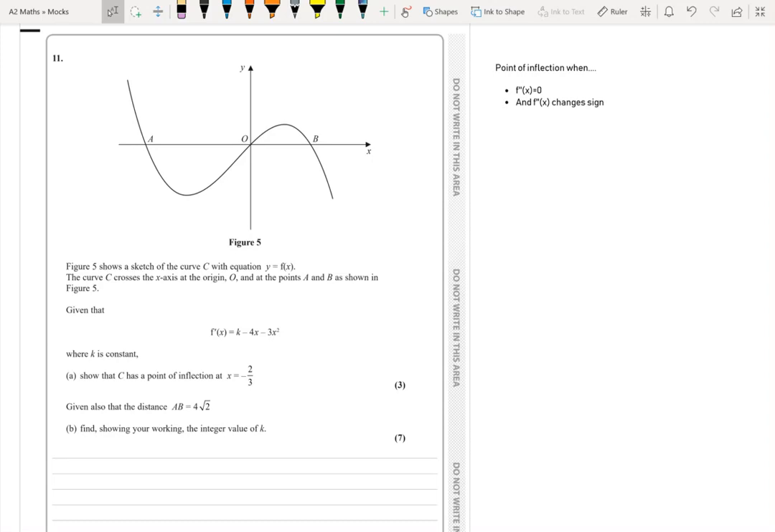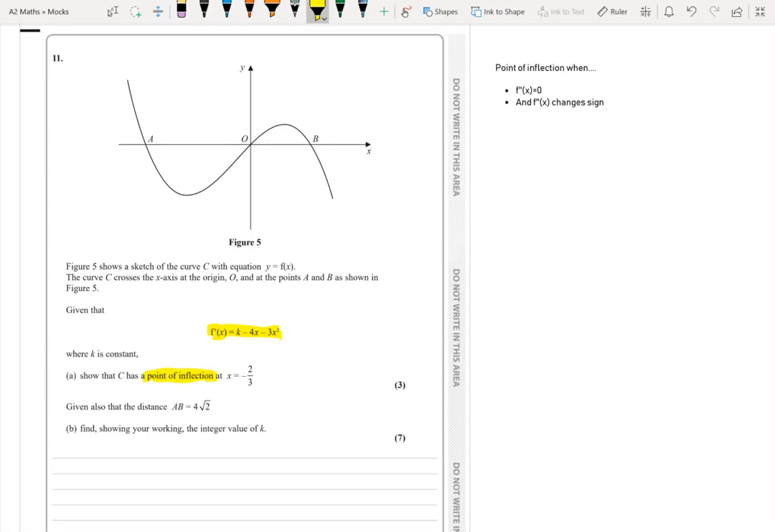Crosses through the origin, that's been represented in the sketch, and it crosses the x-axis at the points A and B. Given that f dash of x, so that's something to watch out for, we're being told f dash, the gradient function, which you could also call dy dx, is k minus 4x minus 3x squared. K is a constant. Okay. Show that C has a point of inflection at x equals minus 2/3.